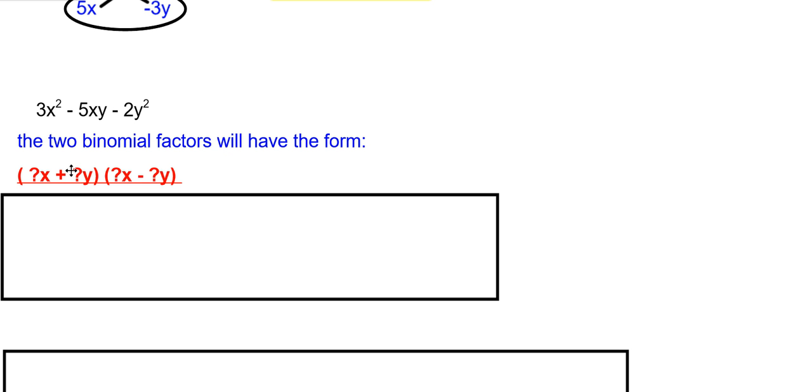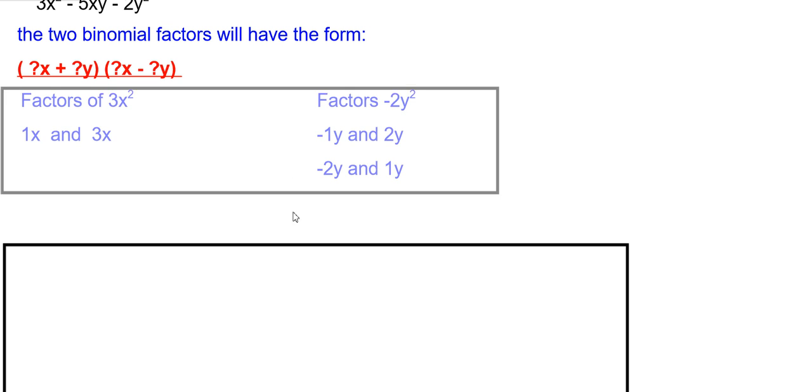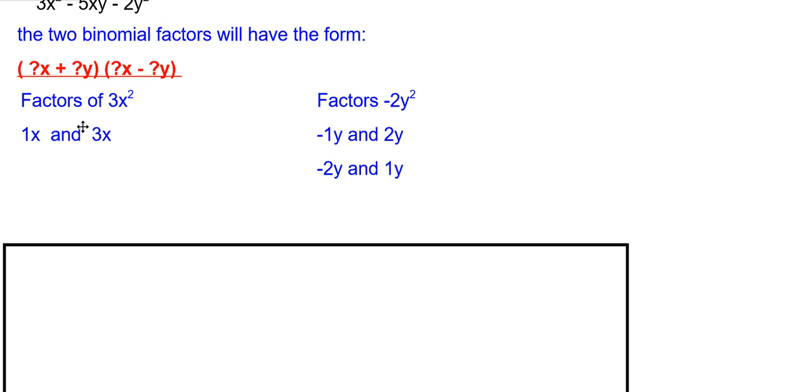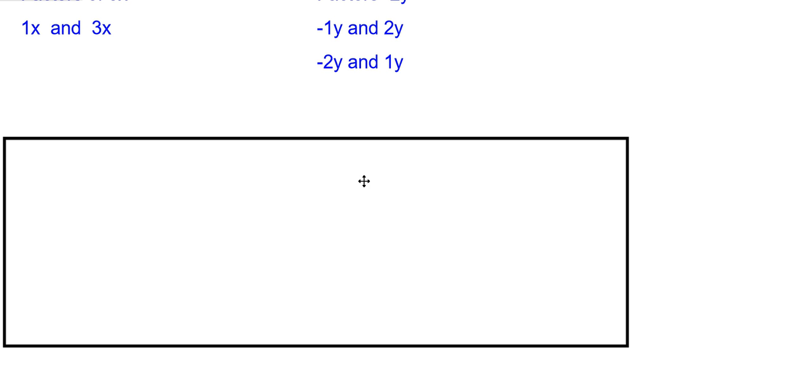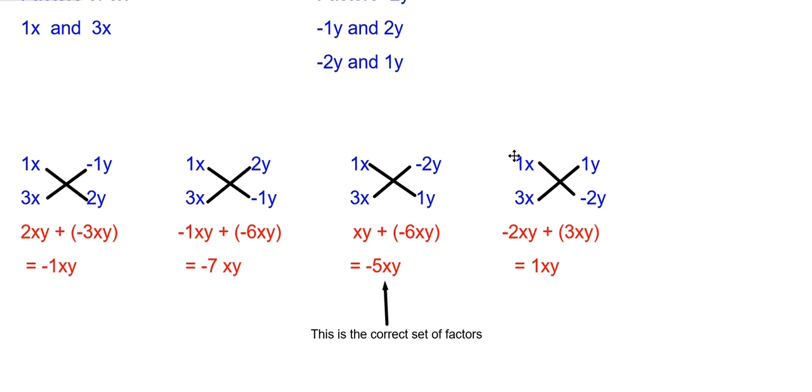The two binomial factors are going to have the form of one being addition and one being subtraction because I had a negative third term. Now, I went with my factors of 3x squared are 1x and 3x. My factors of 2y become negative 1y and 2y, or negative 2y and positive 1y. Remember, I have one positive, one negative, so I have to flip the signs, and one set of factors actually equals 2. I'm going to use my lovely little square method here because that's the one I prefer to use.